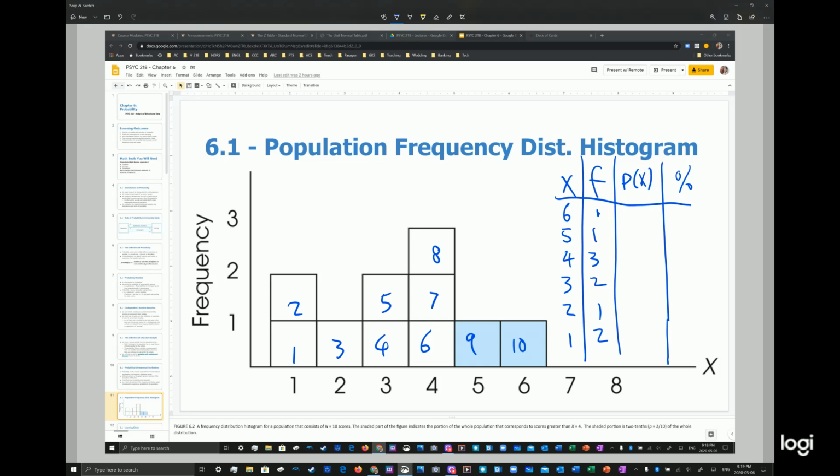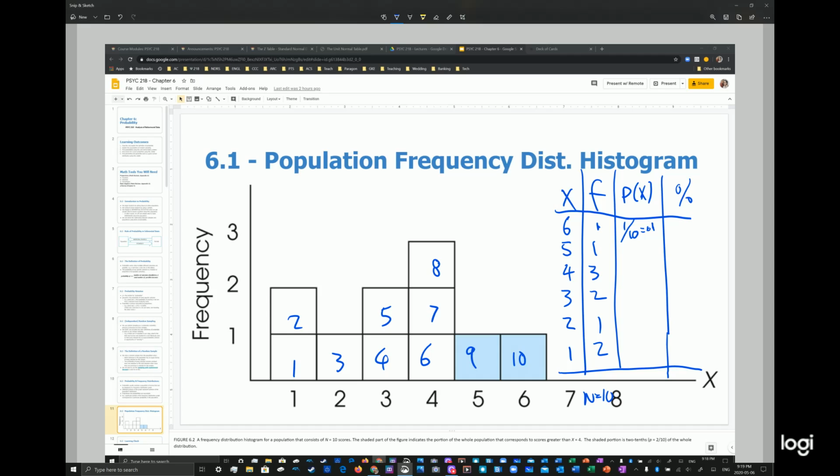So again, if you remember, I counted the scores. So n equals 10. And so yeah, I divided by n. So that's 0.1, 0.1. Here is another 1, so that's 0.1. 3 out of 10, that's 0.3. 2 out of 10, well, that's 0.2, or 1/5. 1 over 10, that's 0.1 again. And 2 over 10, again, that's 1 over 5, but 0.2.